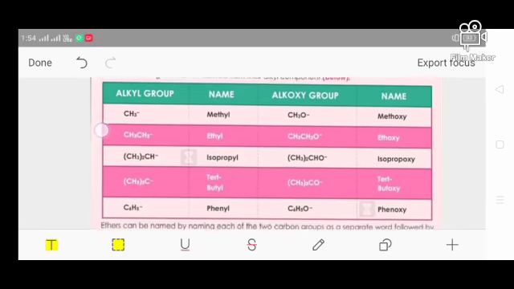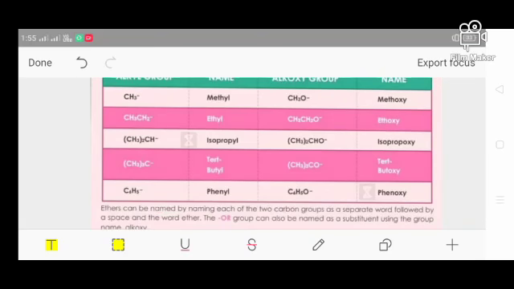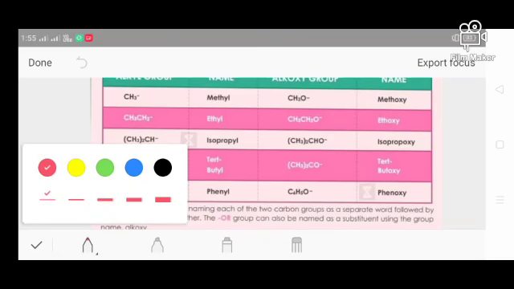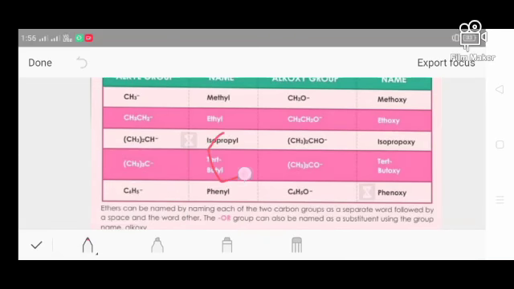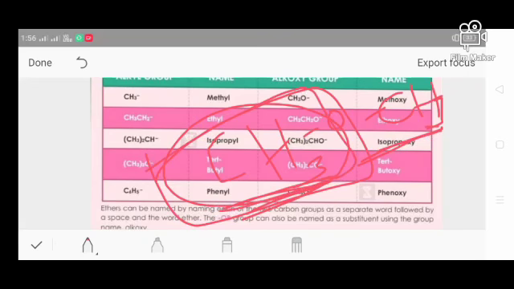So what will be the name? Suppose the example is given, written as CH3OCH3. Here this is the first, we have to write methoxy, then methane. We have to choose this part first, then this part. So methoxymethane, hope you will understand.